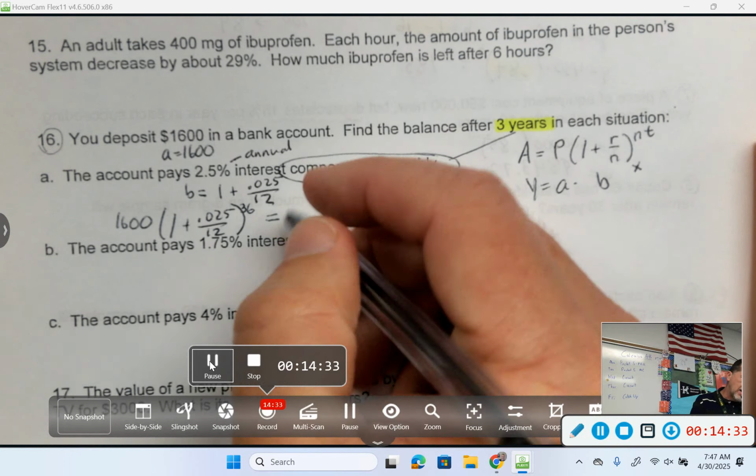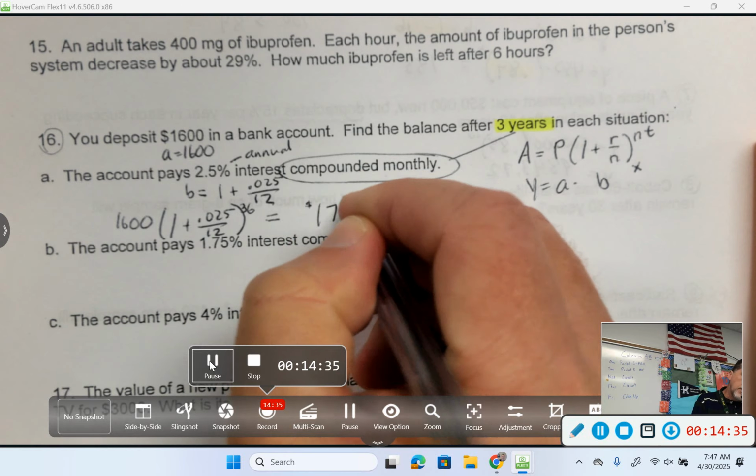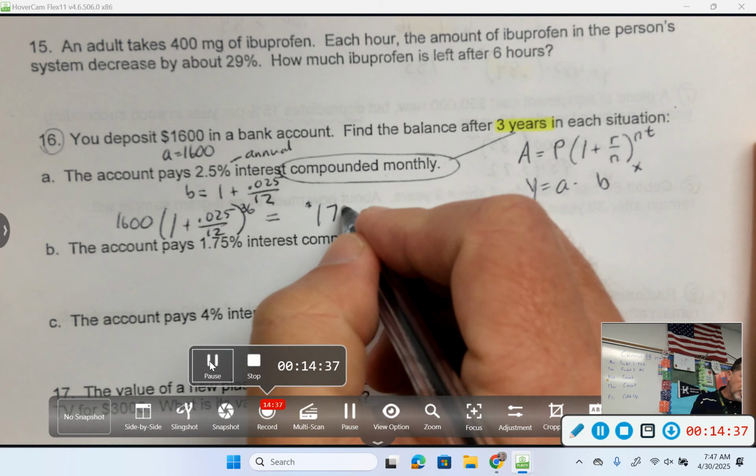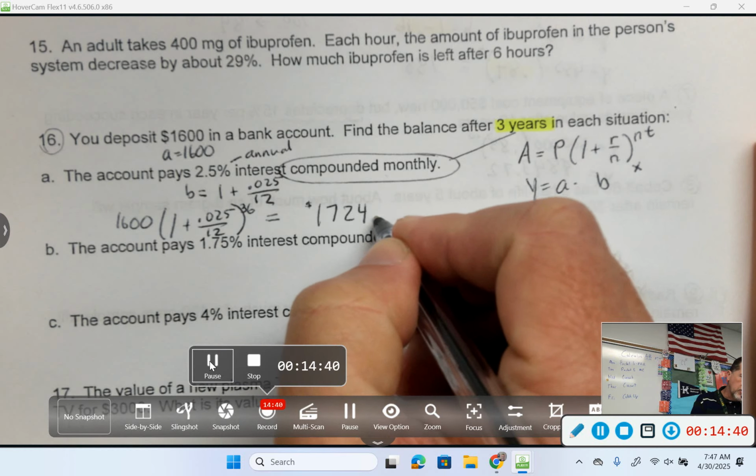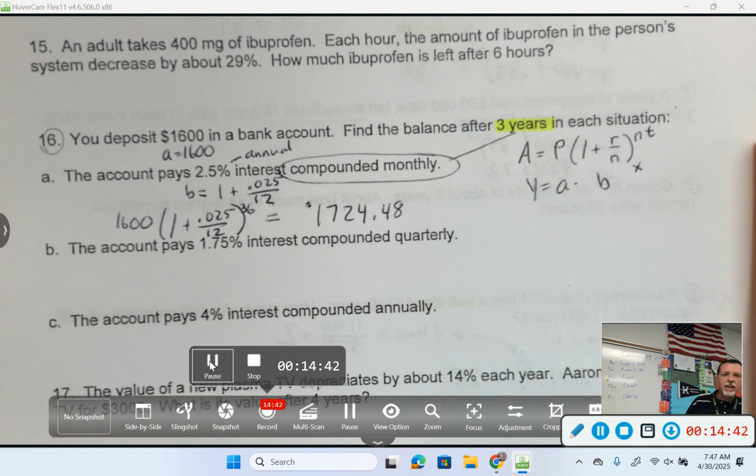It's not a lot, but 2.5% for 3 years, that's not a lot. So yeah, that makes sense.